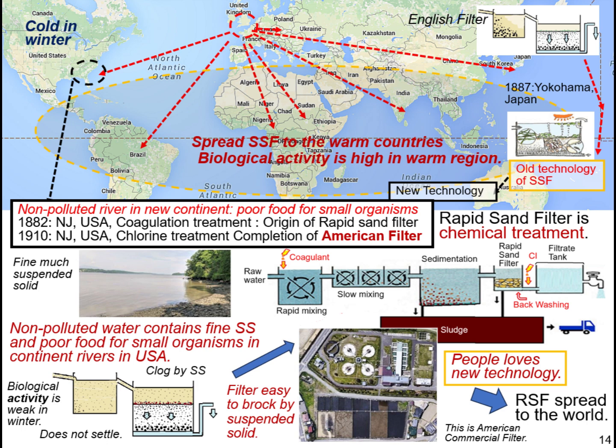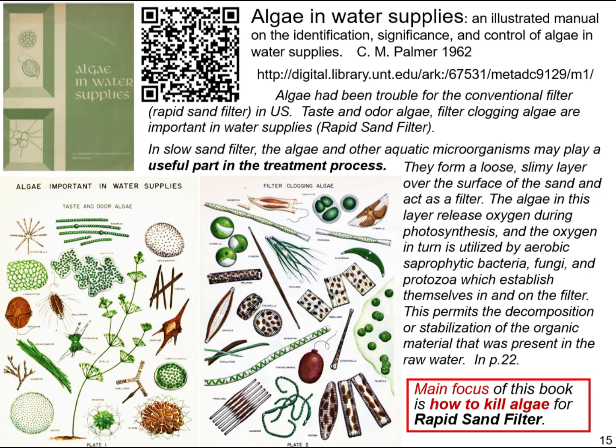People love new technology. Then rapid sand filter of American filter spread to the world. Algae had been trouble for the conventional filter in USA. This conventional filter was rapid sand filter. However, Palmer wrote in his textbook that the algae and other aquatic microorganisms in slow sand filter may play a useful part in the treatment process. But the main focus of this book was how to kill and control algae for the rapid sand filter.